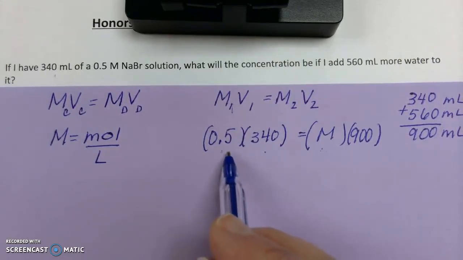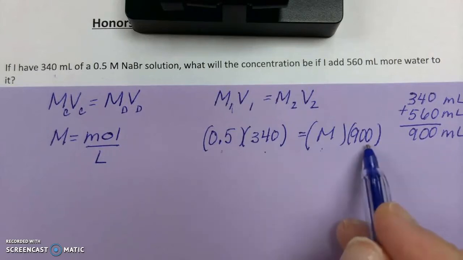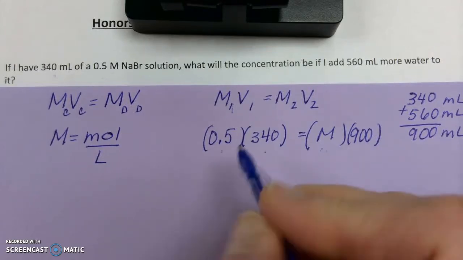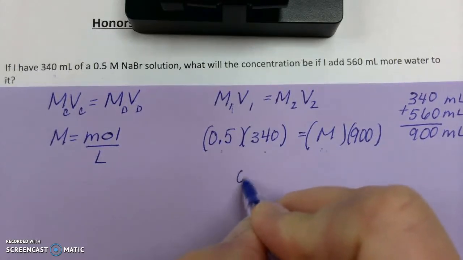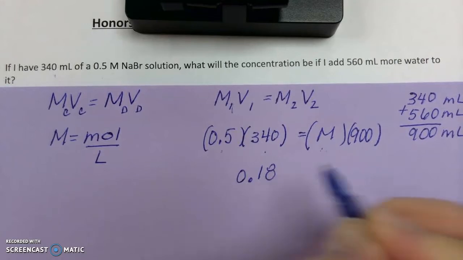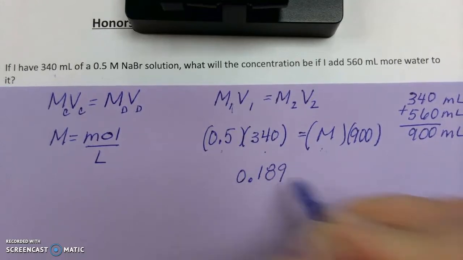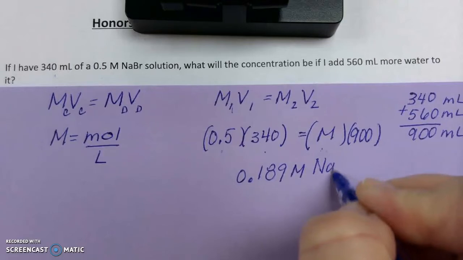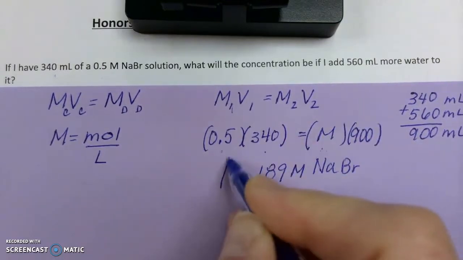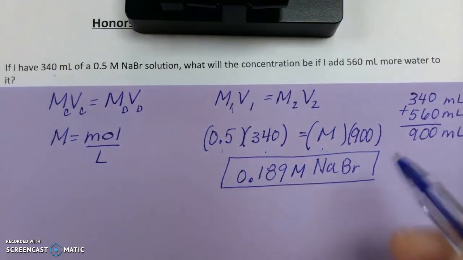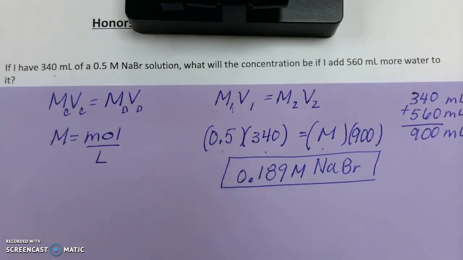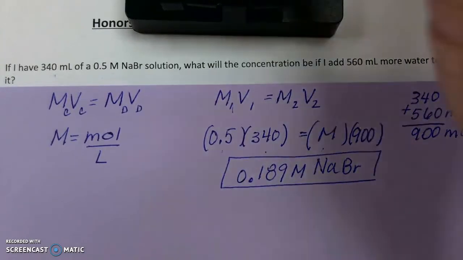We'll multiply 0.5 times 340 and divide by 900, and we get the answer to be 0.1888 repeating, we can just round up to that, and the unit is molarity of our sodium bromide solution. We'll box that in for clarity. So we in fact are lower, which we expected it to be. Let's do another problem.